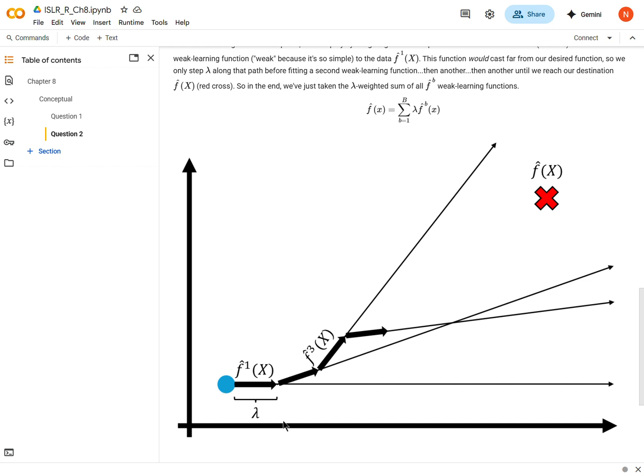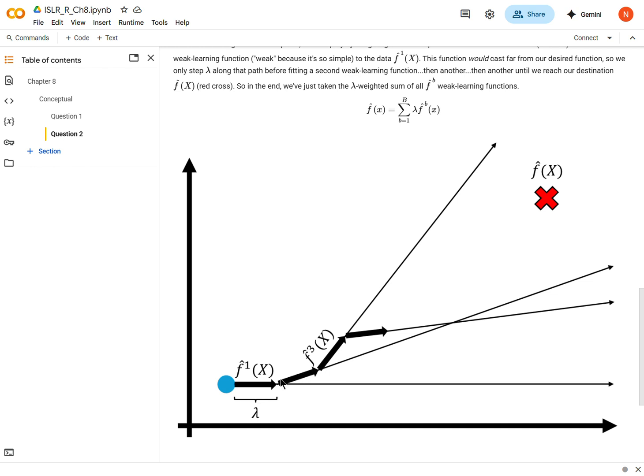And so we only step along that path length lambda, and we can set lambda to a constant value. So we go along lambda, and now we're at this new point, and now we're going to fit another function, again another weak learner. That weak learner is going to cast us in a different direction for a couple of reasons. One is because we're using perhaps a different subset of the x's, a different feature set. But secondly, we're at a different starting point. We're no longer starting at the blue dot. We're starting at where f1 hat times lambda took us.